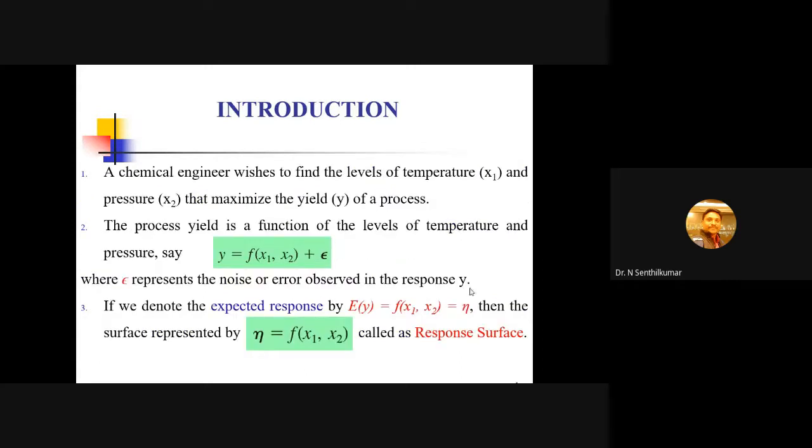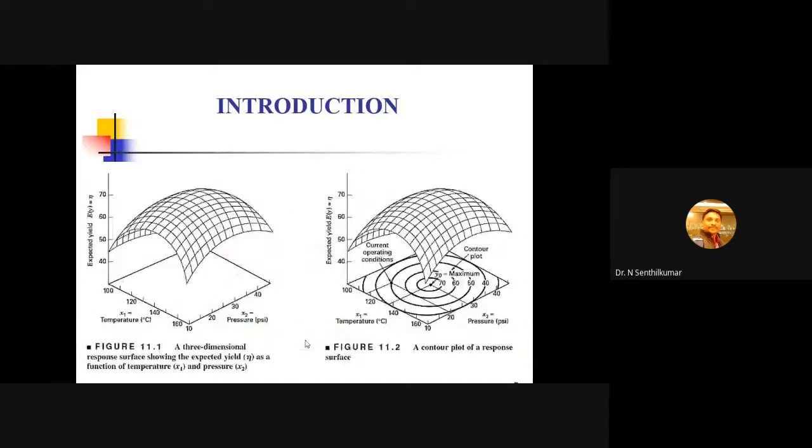Right. So in RSM, what we are going to do is develop a response surface. The response is nothing but the output, and it is represented as a surface. That's how it got the name response surface methodology. So the response surface is represented by a function of the inputs. This is the surface that we will be having.